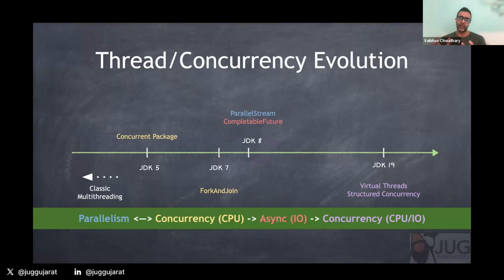You know, there is a difference between concurrency and parallelism, right? So JDK 7 and 8 focused more on parallelism. So what is parallelism? Parallelism is basically for higher CPU-intensive work, which is CPU intensive in nature, and you just make it parallel.